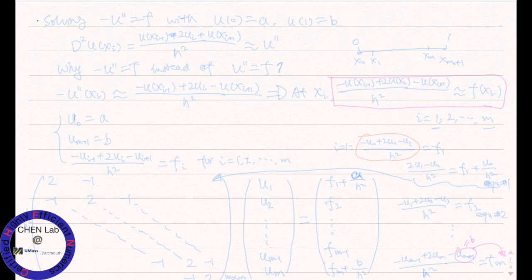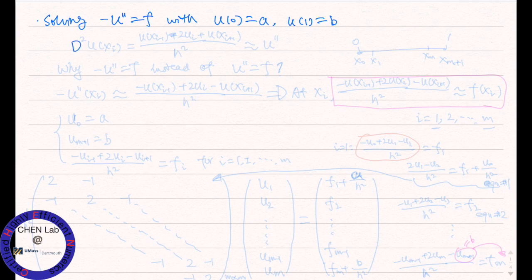From this lecture, we'll talk about solving this 1D second-order differential equation with the so-called Dirichlet boundary condition, u(0) is equal to A, u(1) is equal to B, by using the finite difference scheme that we have already studied.